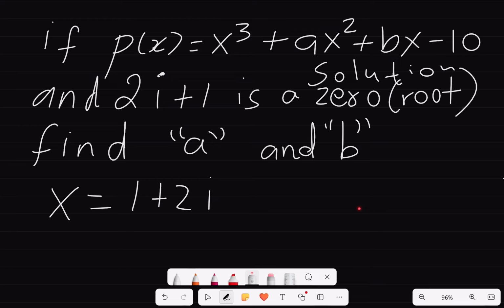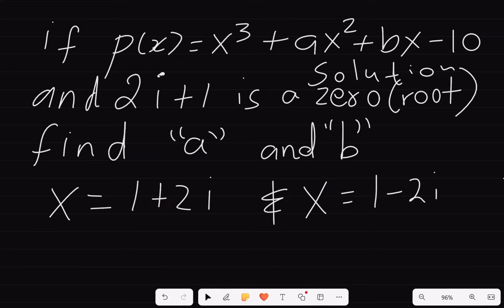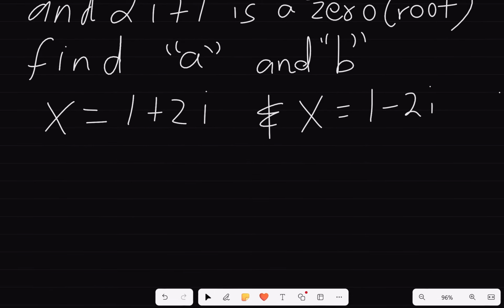And I know that if this is a root, the second root will be x equals 1 minus 2i. The second root will be the conjugate of this one. And for the conjugate, you just change the sign on the imaginary part. So it was a plus, now it becomes a minus. So those are our two solutions, or two roots, or two zeros of p of x.